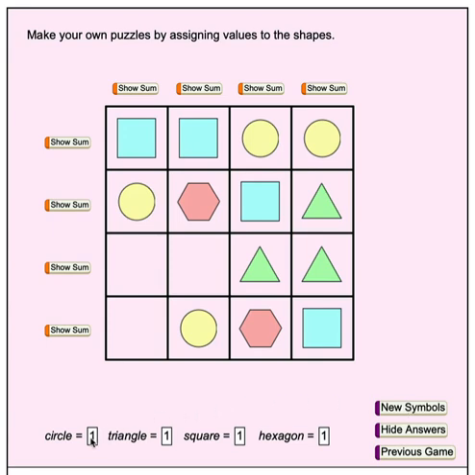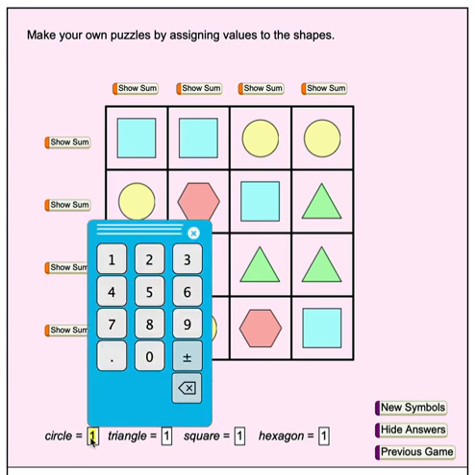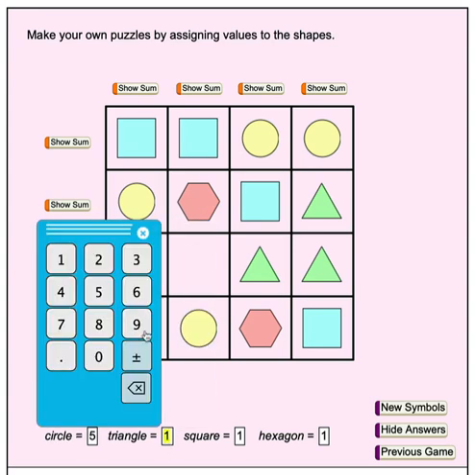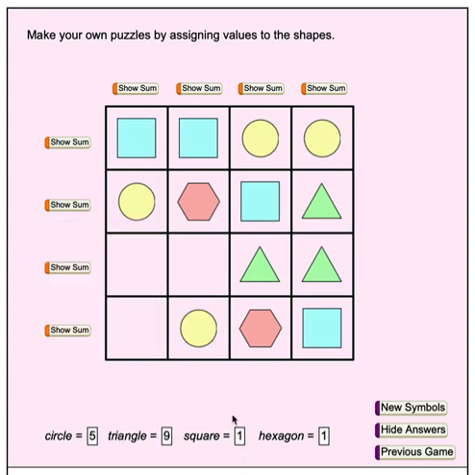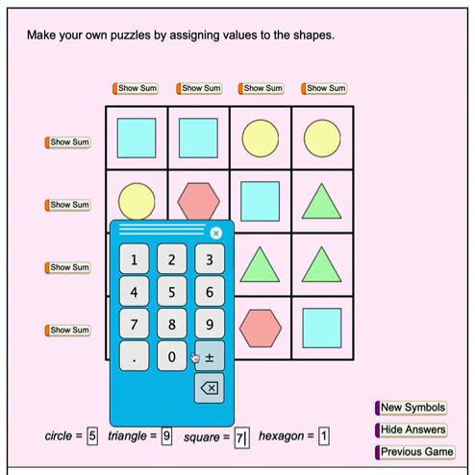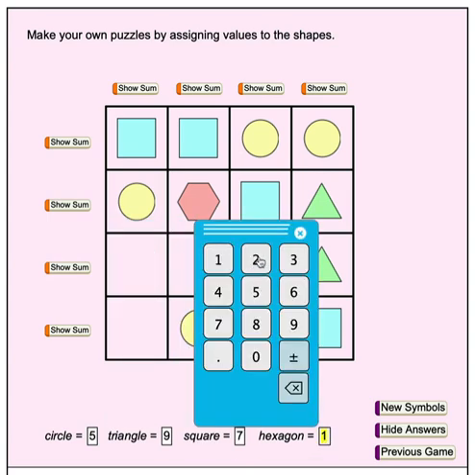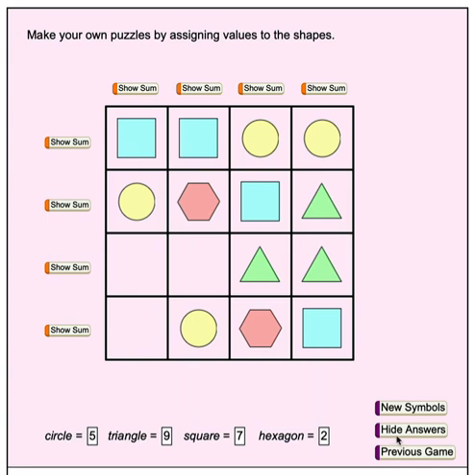And as your friend looks away, you can tap here in each of these boxes and enter a numerical value for the 4 shapes. And when you're done, you can press Hide Answers and then present this challenge to your friend.